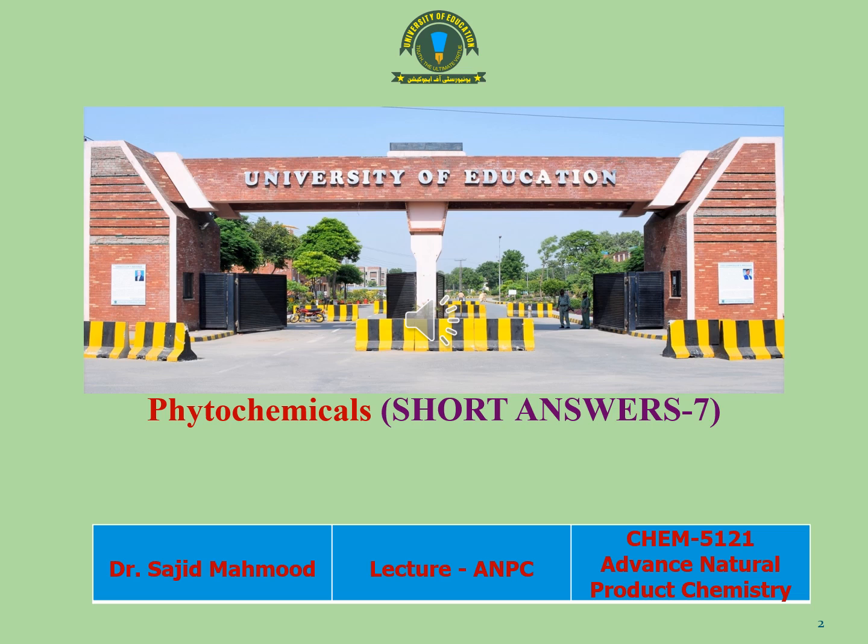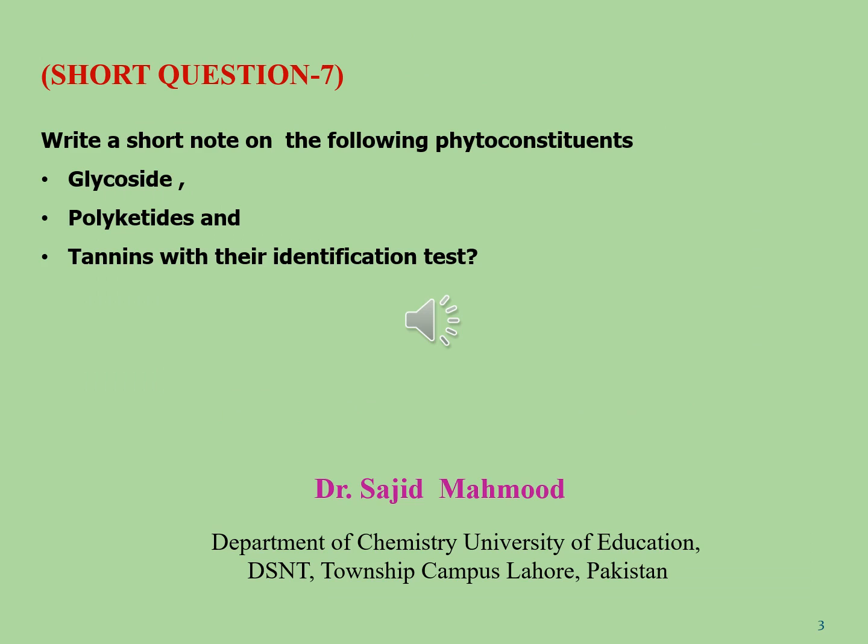Today we are talking about phytochemicals, that are the natural products, in which we will discuss short question answers that is relevant to the course of Advanced Natural Product Chemistry, Chem 5121. Let's see the short question number 7. Write a short note on the following phytoconstituents, that is glycosides, polyketides, and tannins with their identification test.